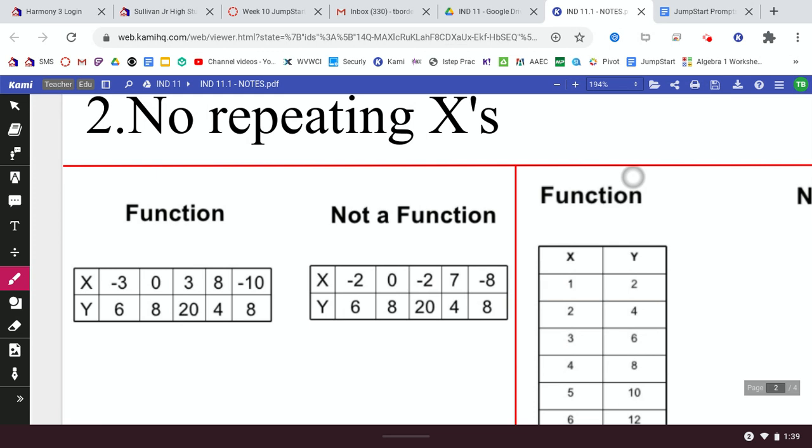Okay. So the one on the left is a function. Here's why. If you look at all of your x values, which every single one of these is an x value, right? These are all ordered pairs. The first pair is negative 3, 6, then 0, 8, 3, 20. Okay, those are ordered pairs. There's an x and a y. But if you just look at your x's, are there any that repeat? You've got negative 3, 0, 3, 8, and negative 10. There's no repeating x. So that means that, yes, it is a function. And you would just write yes underneath there.